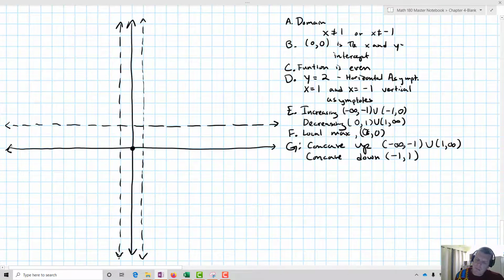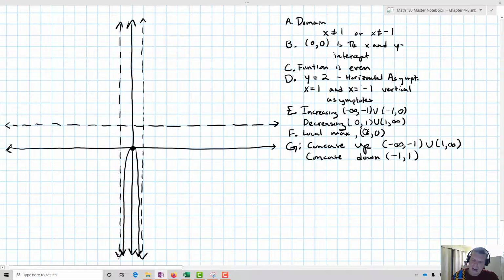I'm then going to put in my local maximum. My local max here is at 0, 0, and that's also my intercept. So my intercept and local maximum are the important points for my graph. I'm going to put them here. So now that's going to end up making this look like this. It's the local max, so basically it looks like a parabola in between those two asymptotes.